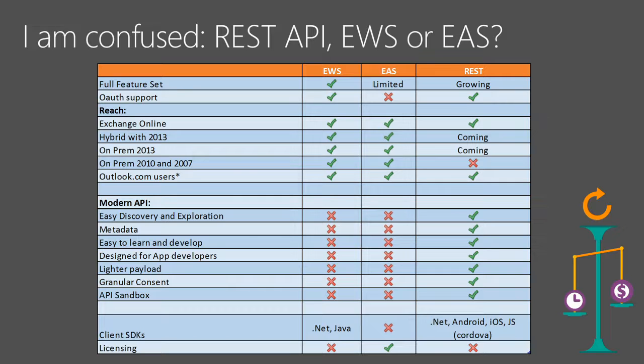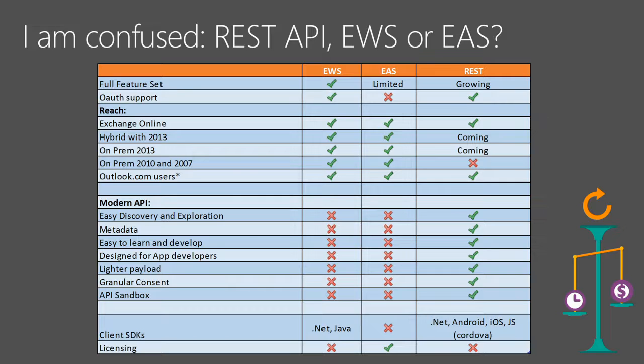So if somebody wants to generate it against the beta version, or they want to do it for a runtime they care about, then they're welcome to both use it and also contribute to it because it's an open source project. And on licensing, EAS requires licensing, neither EWS nor REST require licensing.